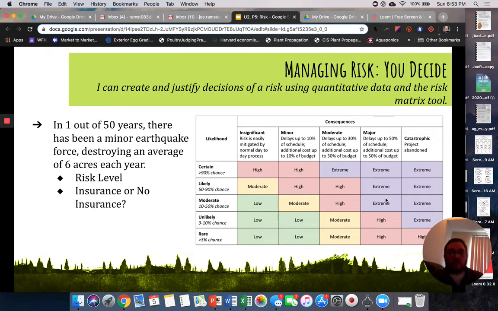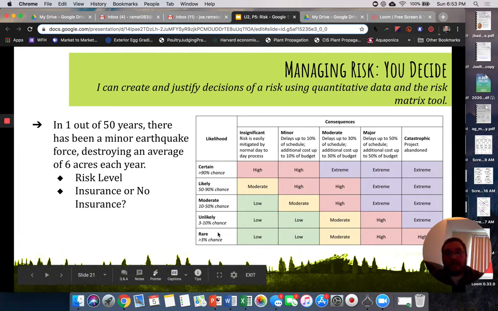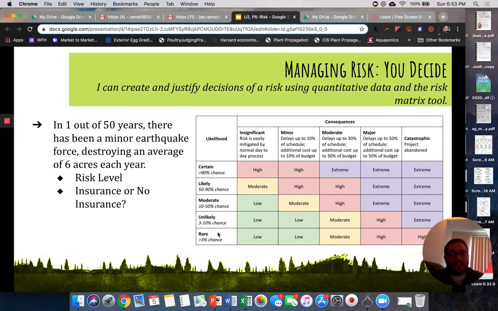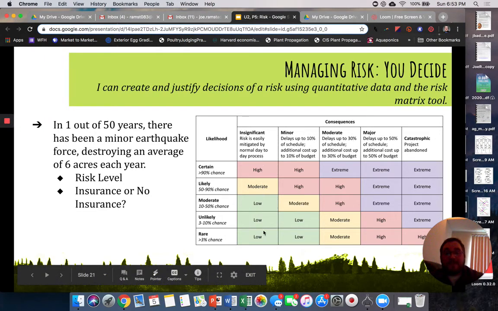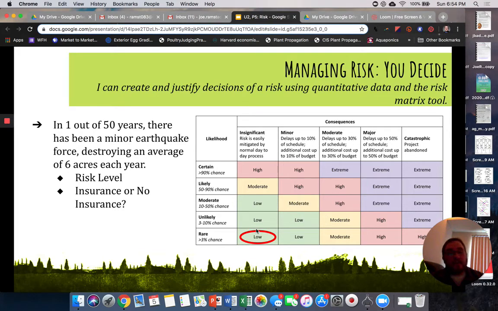All right, do this one on your own once again. All right, so the first thing I would do is I would divide 1 over 50, and that gives me 2%. So we already know we're going to be down in this rare area. And this earthquake has destroyed an average of 6 acres each year the earthquake has occurred. So this would mean that we are probably going to be in the insignificant area or minor. So I would say the risk level is low, probably not necessary to buy insurance for your crops based only on the factor of having earthquakes, okay, especially here in Minnesota.